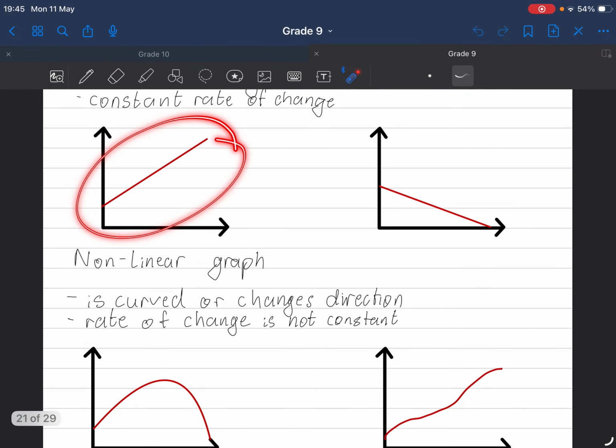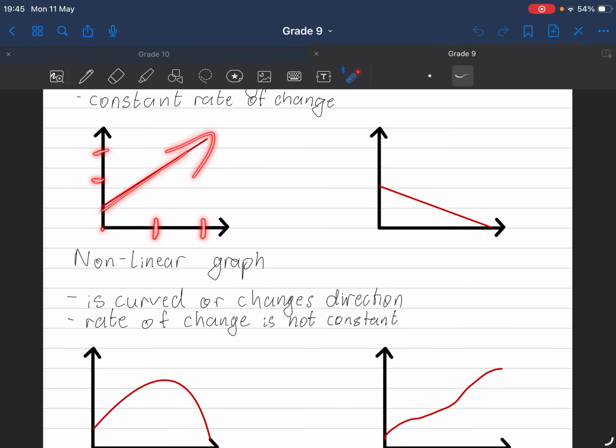For this, think of your age. Every year, your age increases by 1. So every 1 year, your age increases by 1. So in year 10, your age is 10. In year 15, your age is 15. So that's happening over here.